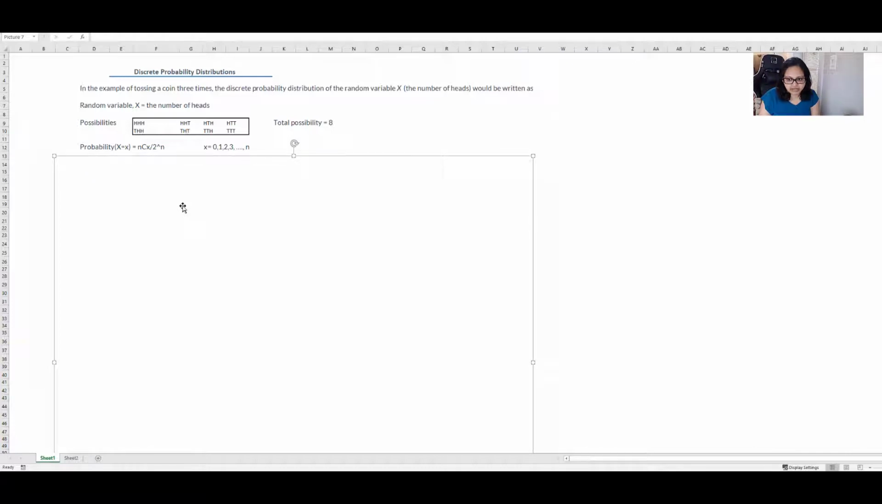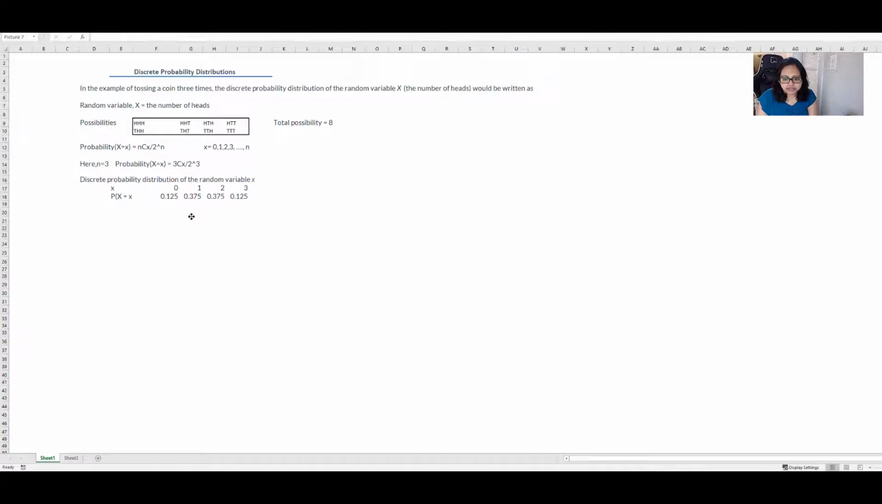So you will see that over here I mentioned it, n is 3, probability would be 3 choose each of those values. I wrote it wrong in here, so it should be 2 power 3, because n is 3 in here.